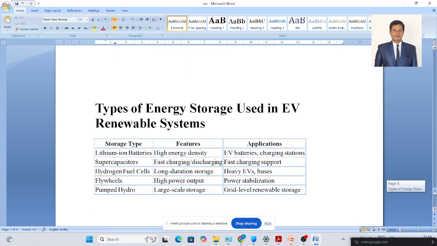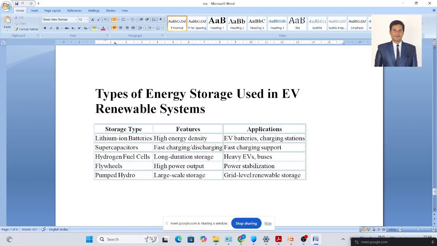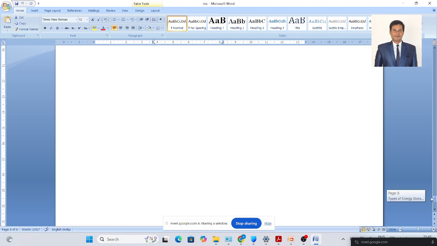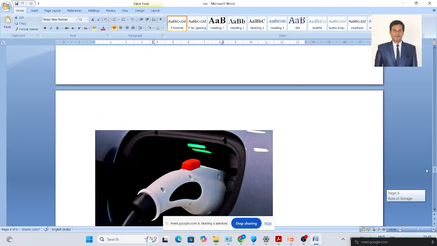Now, the types of energy storage that are used: we use capacitors, lithium-ion batteries, flywheels, and pumped hydro also, right? As I told you, lithium-ion batteries are especially used in EV batteries and charging stations. Supercapacitors are used for fast charging and fast discharging, especially for charging support in the power grid. So these are the various applications.